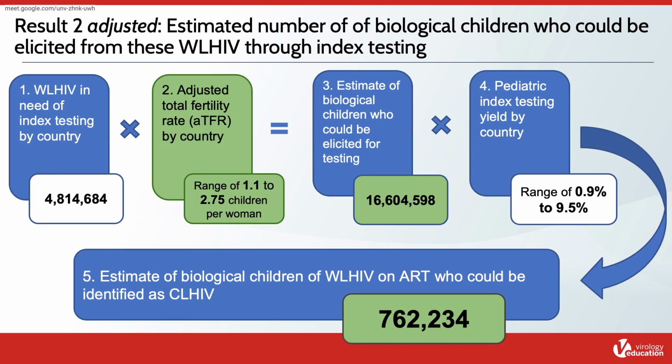However, because the total fertility rate is the number of children born to a woman over her entire lifetime, we adjusted our calculation using age-specific total fertility rate. This takes into account younger women who do not have as many biological children as older women. This adjustment then estimates 762,234 CLHIV could be identified.